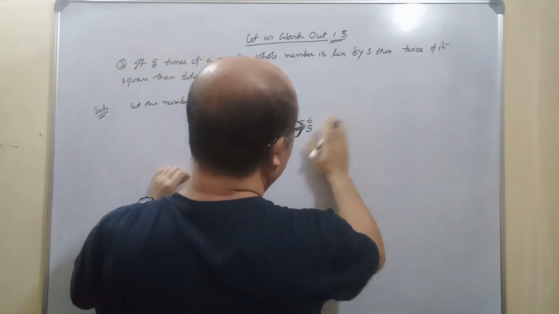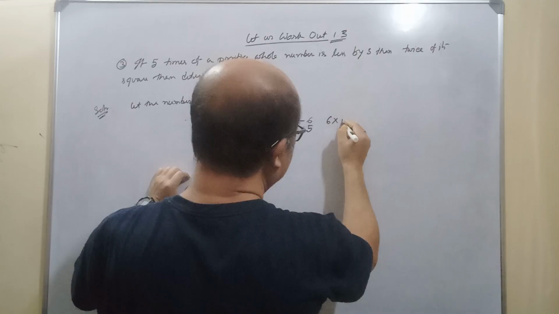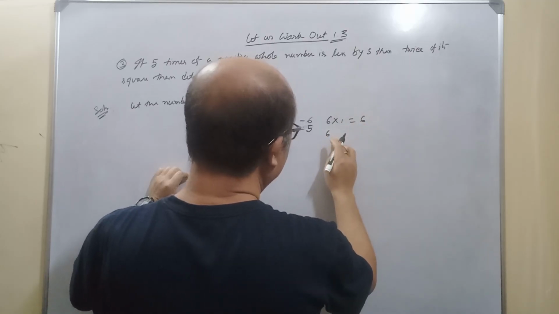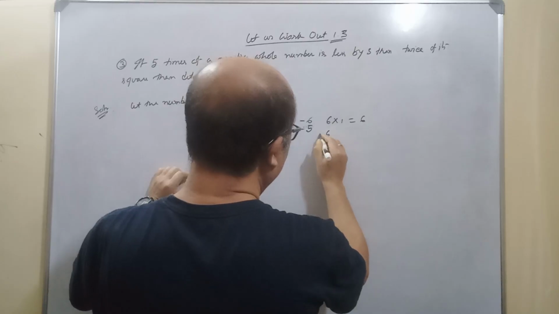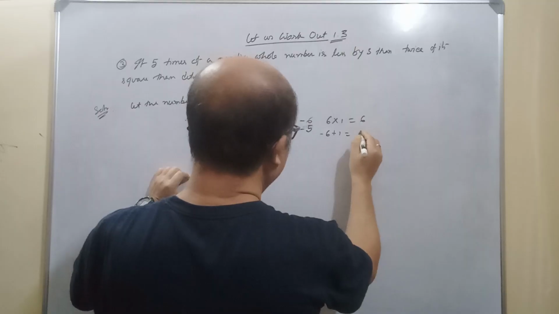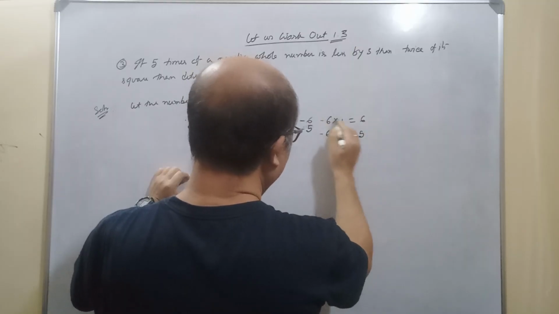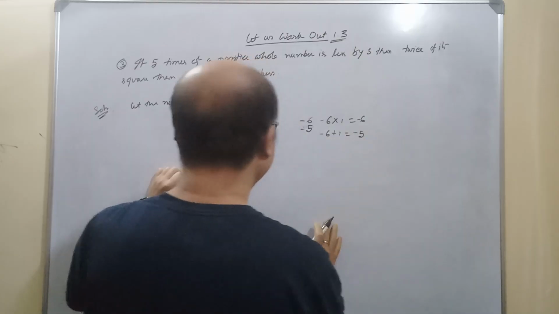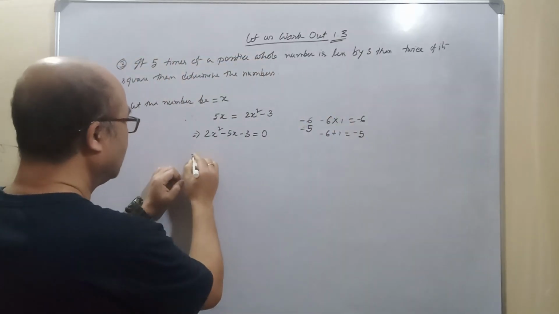Sorry, we need two numbers, 6 and 1. 6 and 1 is 6, and minus 6 plus 1 is minus 5. Minus 6 plus 1 is minus 5. Okay, we get two numbers, 6 and 1.